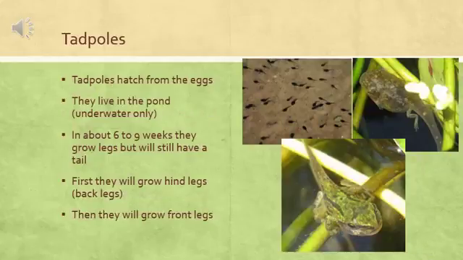The second stage is tadpoles. The tadpoles hatch from the eggs. They live in the pond underwater only. In about 6 to 9 weeks, they grow legs but will still have a tail, as you can see in the picture on the right. First, they will grow hind legs, which are the back legs, then they will grow front legs.